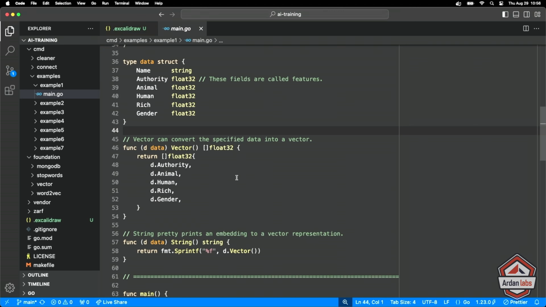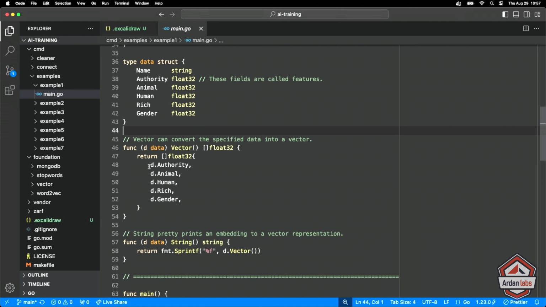We won't know what the features are. We just won't. But we will be able to see that regardless of what the features are from this particular embedding model, we're going to get the same sort of accuracy in terms of similarity. But just imagine right now that we're doing this by hand, so this is what we're going to base all similarity on: authority, animal, human, rich, and gender, okay?